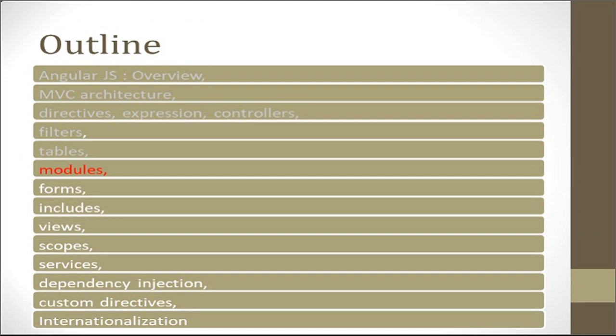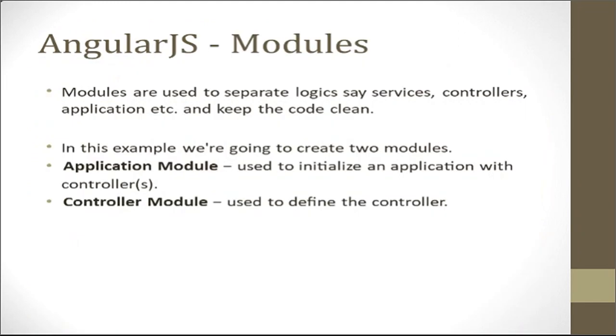Today's session we will begin with modules. In AngularJS, modules are used to separate logic, such as services and controllers, from the application. So these should be used in modules to keep the code clean. In this example, we are creating two modules. The first module is called the application module. The application module is used to initialize an application with the controllers. The second is the controller module. The controller module is used to define the controller. So let's see the example.